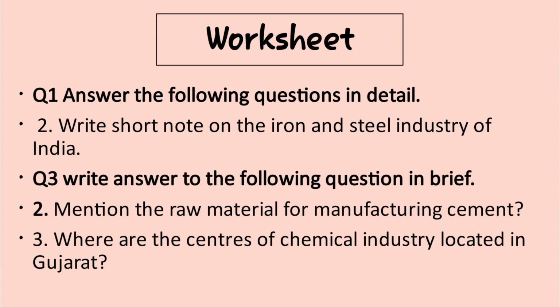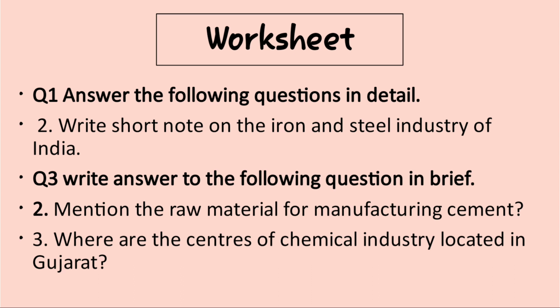So for that, please come to page number 108 of our textbook. Last heading, cement industry. Second line, limestone, coal, gypsum, bauxite, clay, etc. are the raw materials for cement industry. Mark here, that's it.